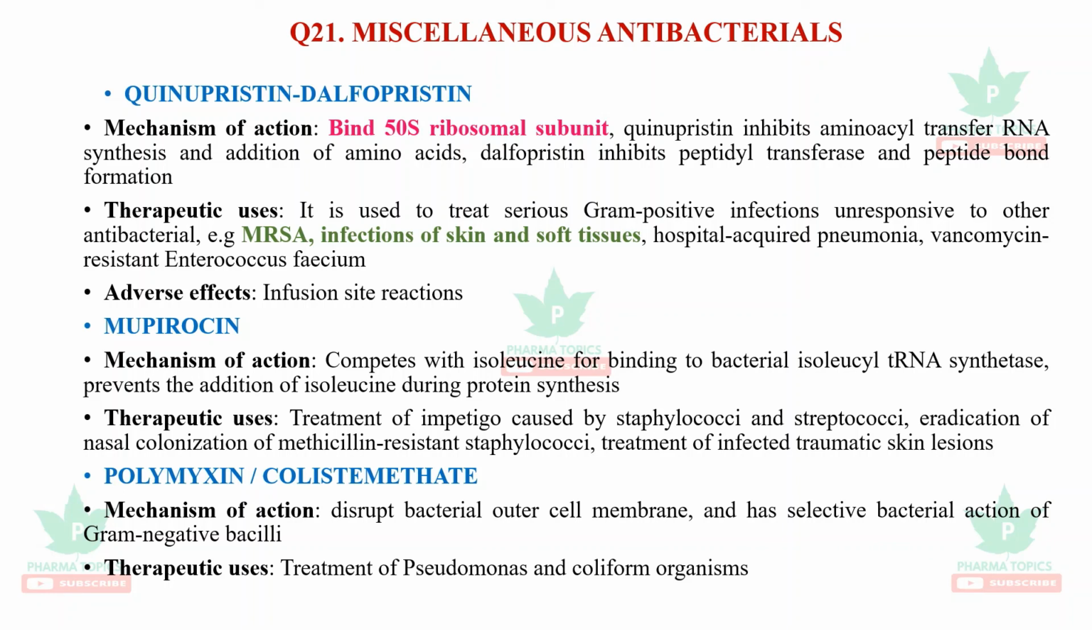And the very important antibacterial is polymyxin, colistimethate, which is an advanced antibiotic. It disrupts the bacterial outer cell membrane, and it is selectively bactericidal for gram-negative bacilli. It is used for Pseudomonas and coliform organisms. It's a very short information of all the antibacterials and which are used for non-specific diseases.